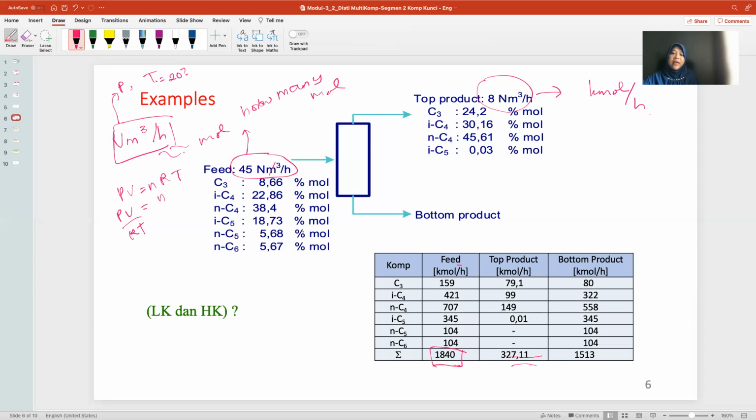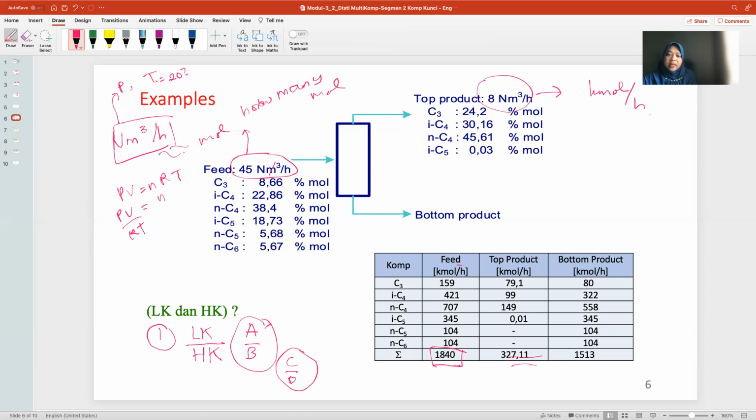Now in this case, like Fatia said, or like Kevin said, which one is the LK and HK? One important point: LK and HK is always distributed. They are always the closest components, right? The neighboring ones. For example, between A and B, or between C and D, the distributed component.